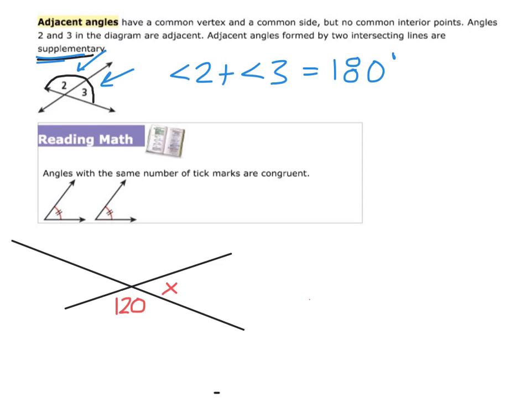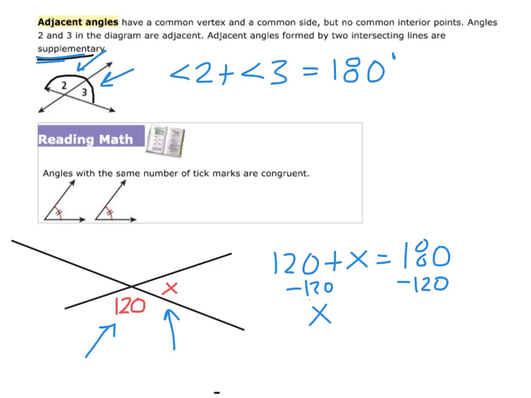So if I know one of them, I can find the other one, like in the example below. If I have a 120 degree angle here, what would be the measurement of angle x? Well, I know 120 plus the measurement of x is going to equal 180 degrees. So here I'm using adjacent angles. These two angles are adjacent, and I'm using the property of adjacent angles, that they are supplementary. So to solve this, I would subtract 120 from each side. So x equals 180 minus 120, or 60.